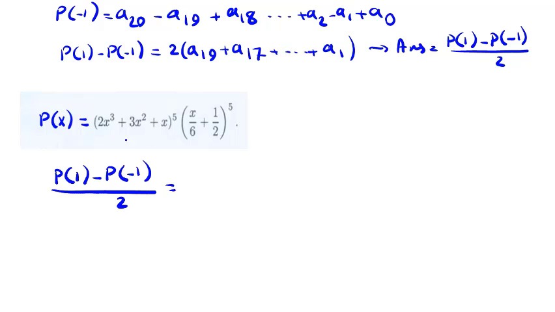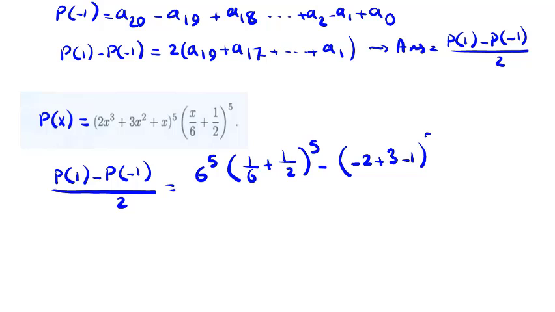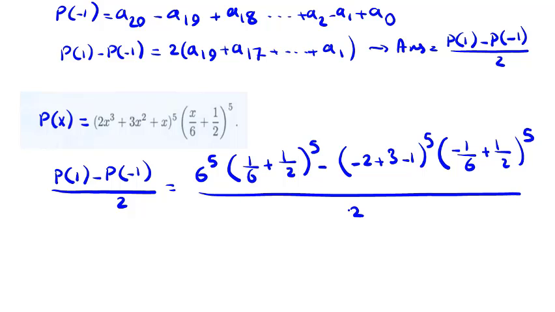If you replace x with 1, 2 plus 3 is 5, plus 1, 6, so 6 to the power of 5, over 6, plus 1 over 2 to the power of 5, minus. If you replace x with negative 1, negative 2 plus 3, negative 1 to the power of 5, negative 1 over 6, plus 1 over 2 to the power of 5, all over 2.